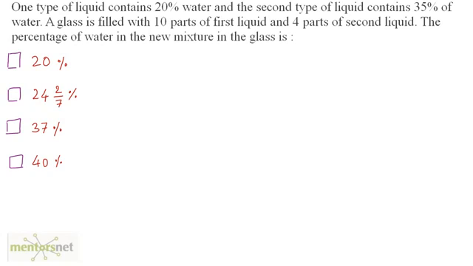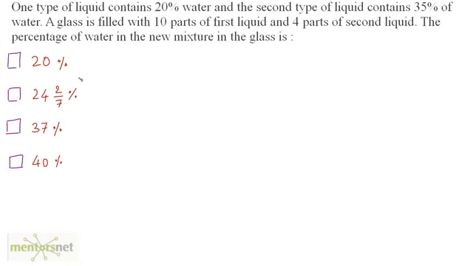One type of liquid contains 20% water and the second type of liquid contains 35% of water. A glass is filled with 10 parts of the first liquid and 4 parts of the second liquid. The percentage of water in the new mixture in the glass is?